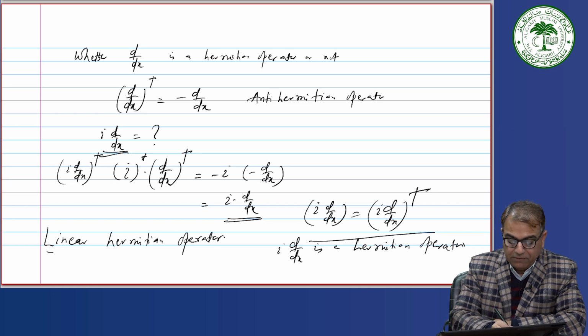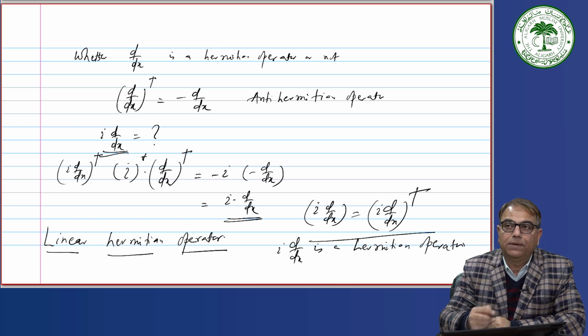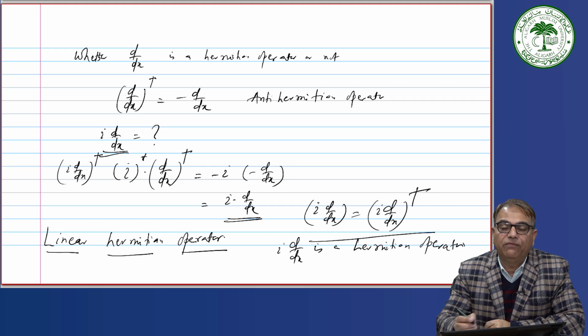One of the properties of a Hermitian operator is that if you operate with a Hermitian operator on a function, then you always get a real eigenvalue of the physical variable.